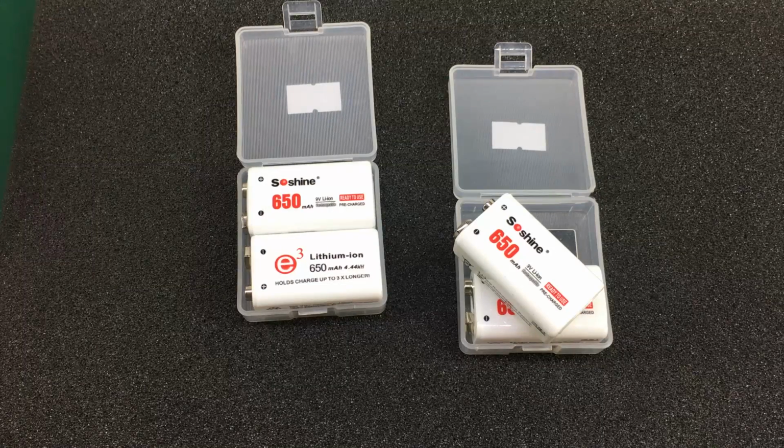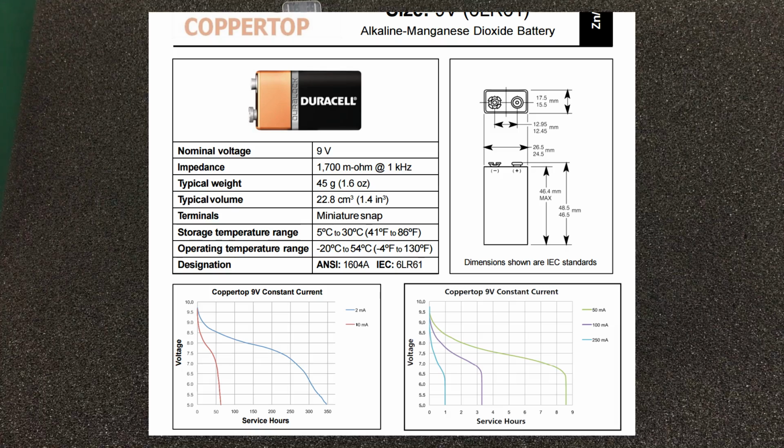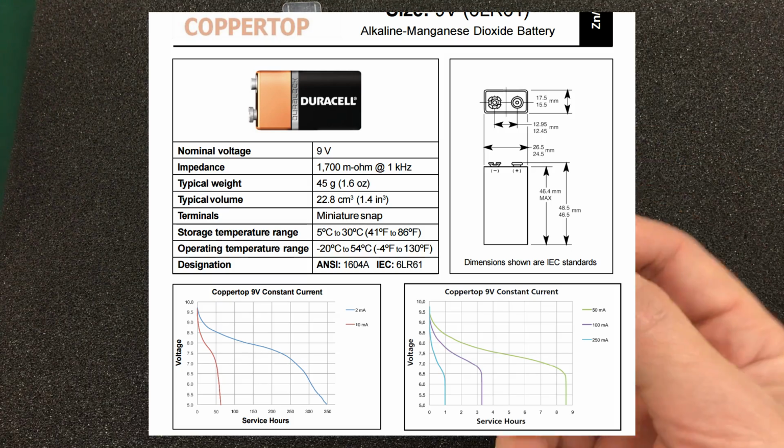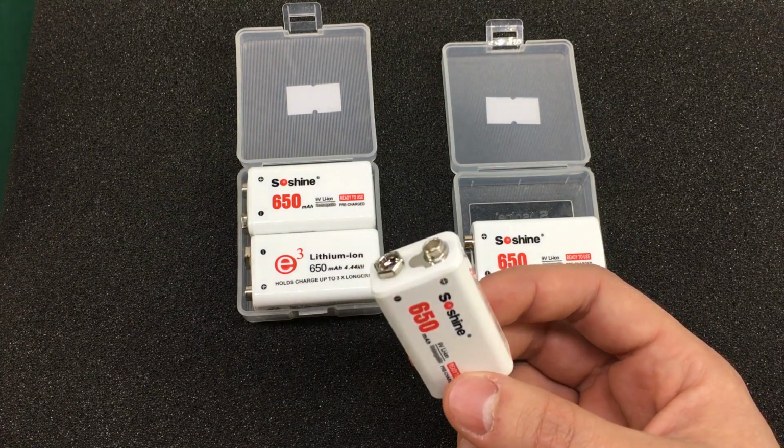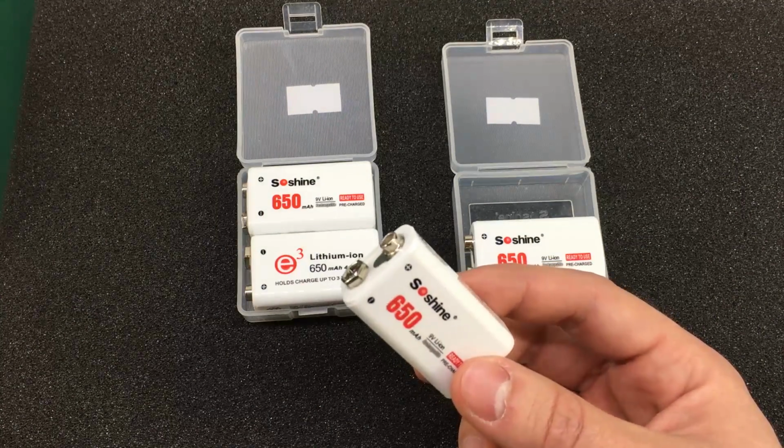For example, a good quality alkaline battery like the Duracell Copper Top at a discharge rate of 100 milliamps should put out about 350 milliamp hours according to its datasheet. I did run a test on one of these batteries, and I was able to get, at a discharge rate of 100 milliamps, a capacity of roughly 600 milliamp hours.